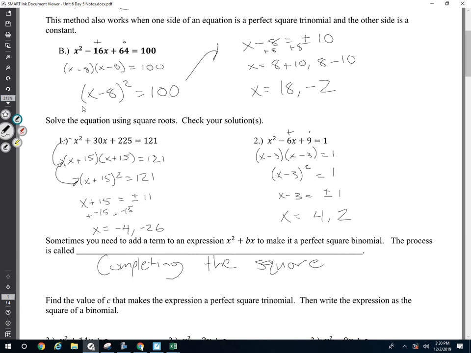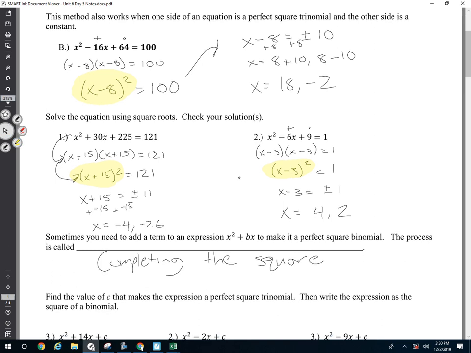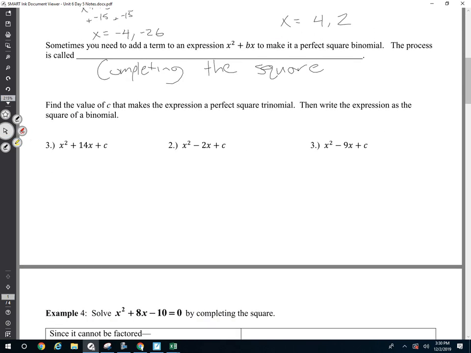Okay? And here's the key. The key is the fact that we have this quantity being squared, a perfect square. What we are going to want to do is create a perfect square. So, what could this number C have to be if this was x plus 7 squared?